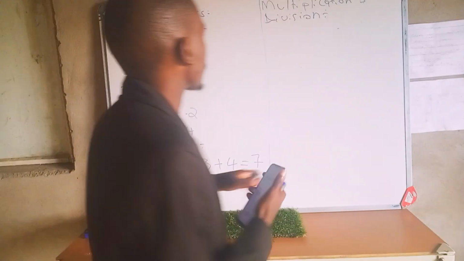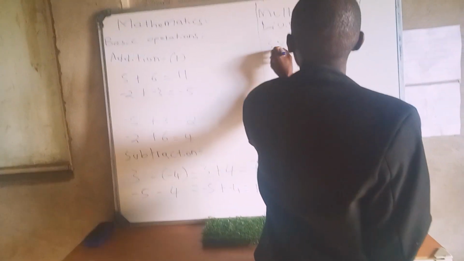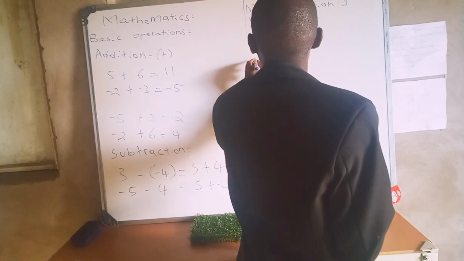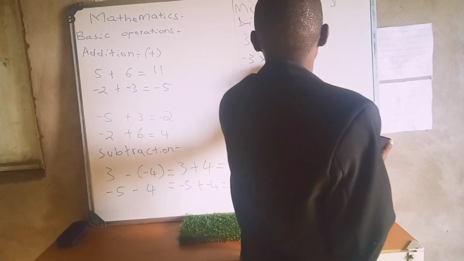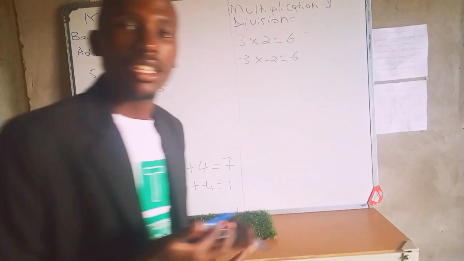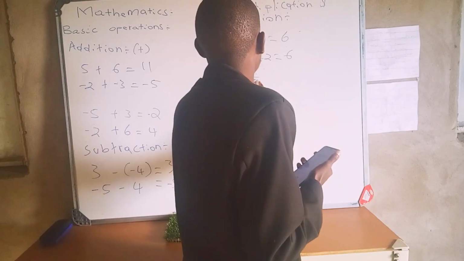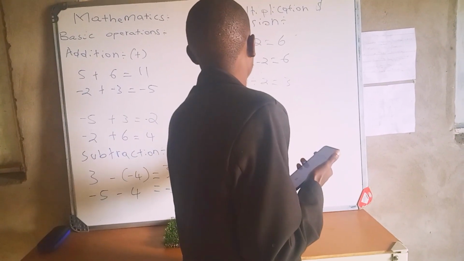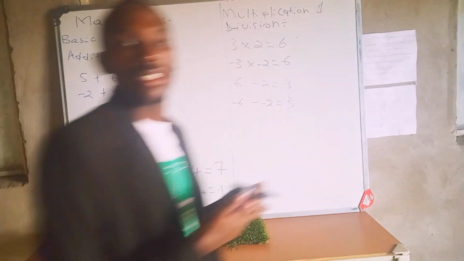Let's make an example. If we have 3 times 2, the answer is positive, it is 6. If we have negative 3 times negative 2, the answer is positive, it is 6. Simple as that. Even on division, if we have 6 divided by 2, the answer is 3. If we have negative 6 divided by negative 2, the answer is 3.